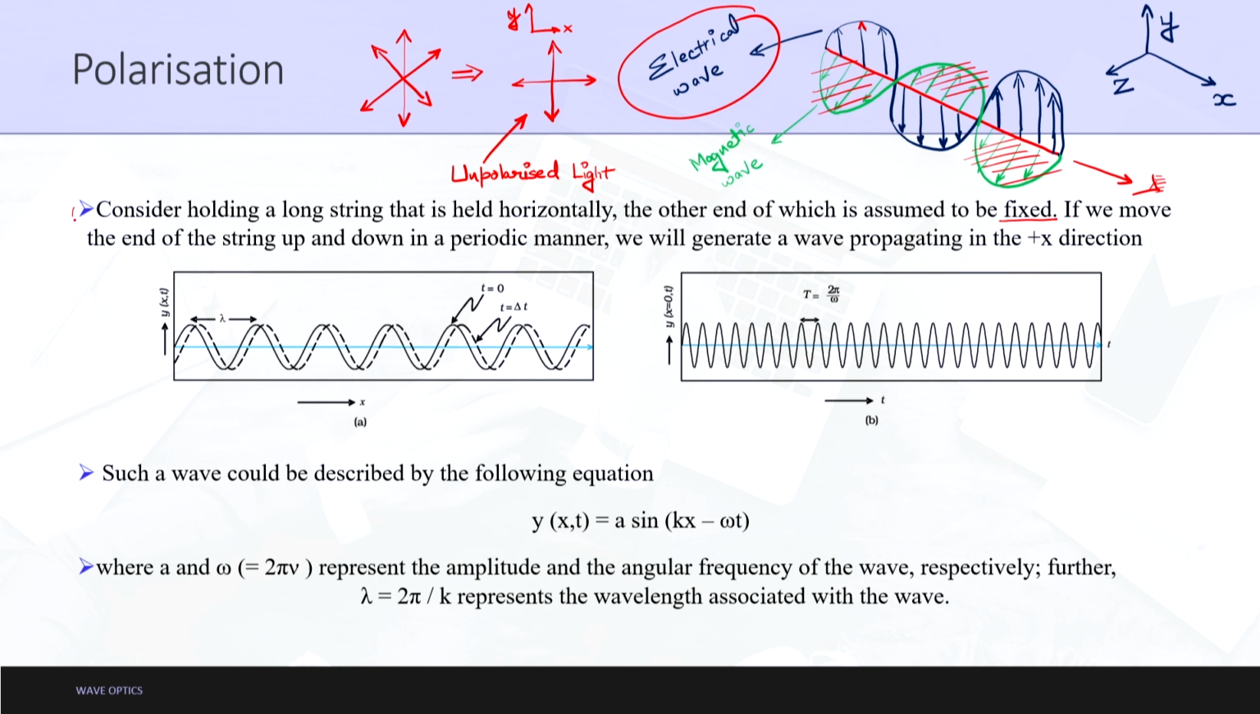So quite evident, at any time t, if we stop and take an image, we can find out that the wave is propagating in the x direction. So this is the direction in which the propagation is being done. Now as you can see, the value of t is 0 and at delta t it has moved. So it's a movement which is happening in this direction like this. So it is said that the wave is propagating in the x direction. Such a wave could be described with the following equation.